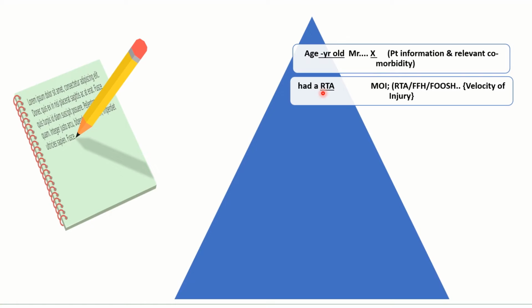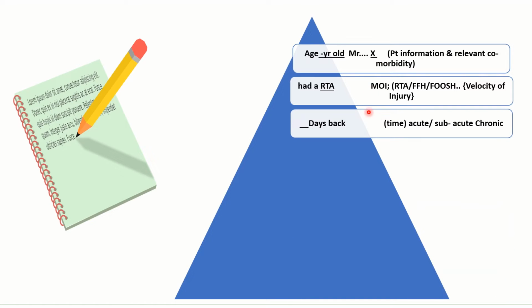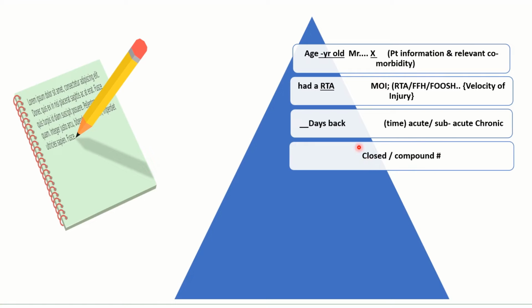The second thing that you have to tell about is the mechanism of injury. For example, whether it's a high velocity injury like a road traffic accident or fall from height, or a low velocity injury like the fall on an outstretched hand or a slip. Then the third thing that you are going to speak about is the time or the onset of the injury. For example, whether the injury is acute, subacute, or chronic. Then you have to speak whether the fracture is a closed one or a compound one.